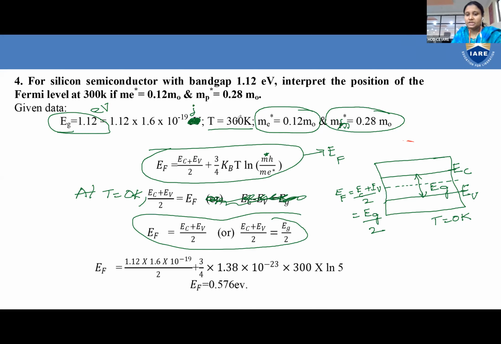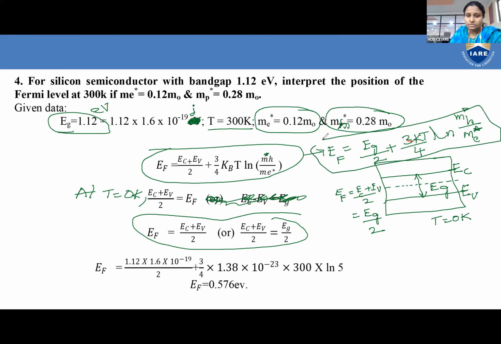So here the equation will get modified as EF is equal to EG by 2 plus 3 kT by 4 ln mh star divided by me star. Okay, so this is the formula, right? So we know Eg. Here I have made substitutions.